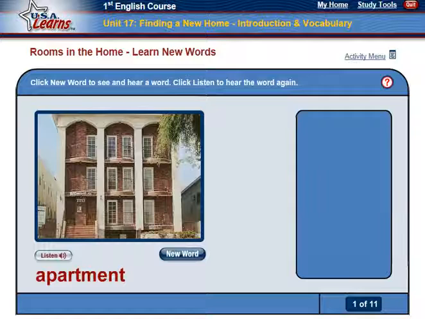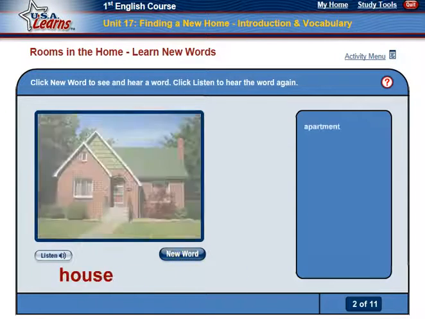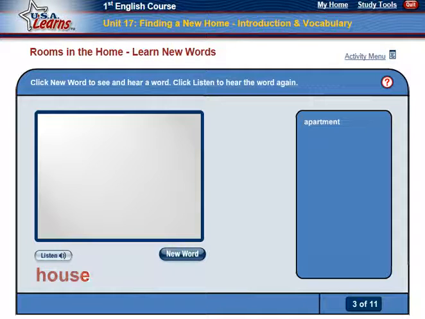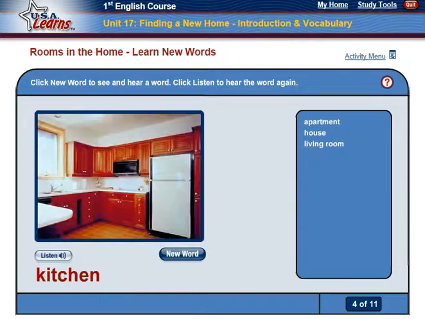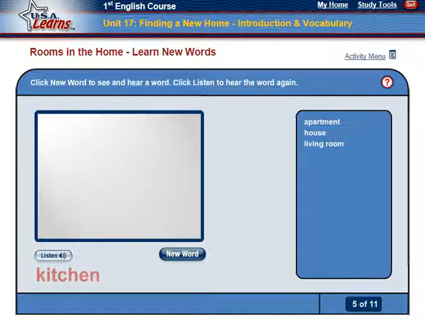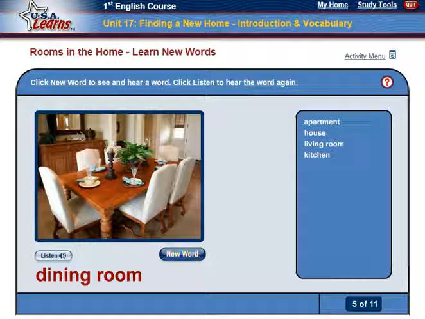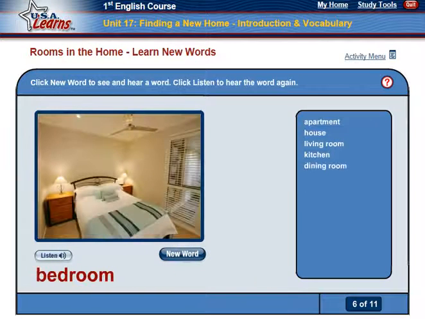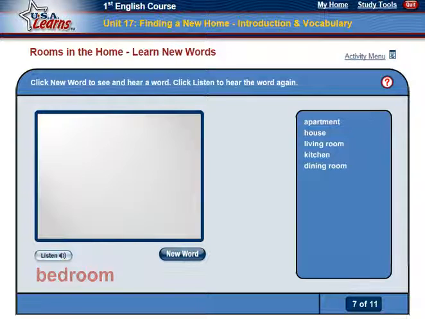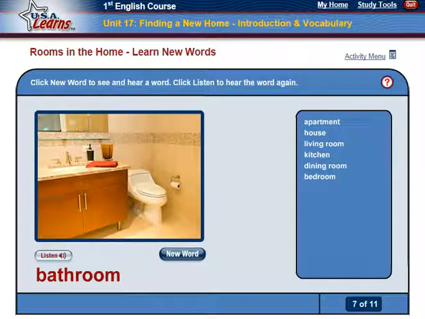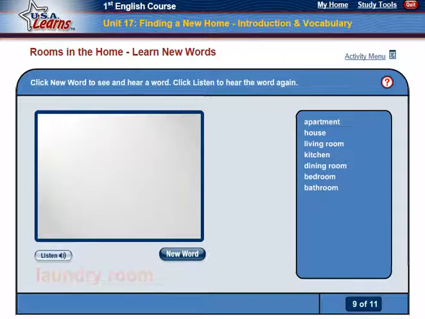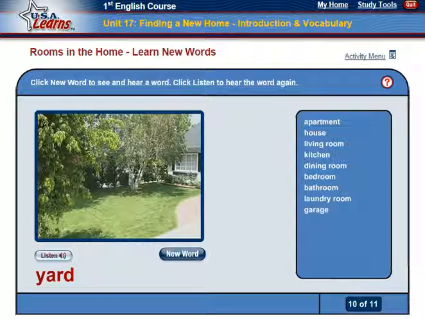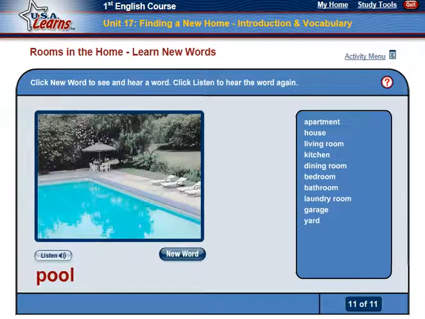Apartment. House. Living room. Kitchen. Dining room. Bedroom. Bathroom. Laundry room. Garage. Yard. Pool.